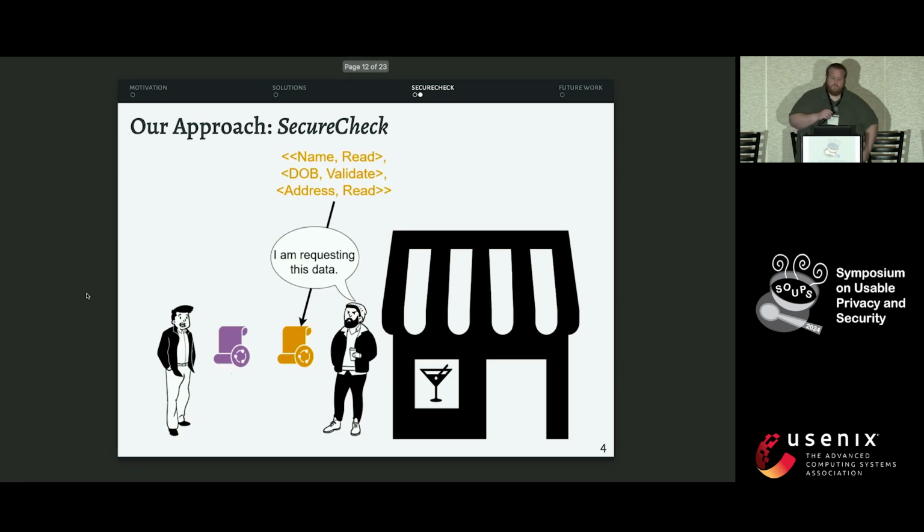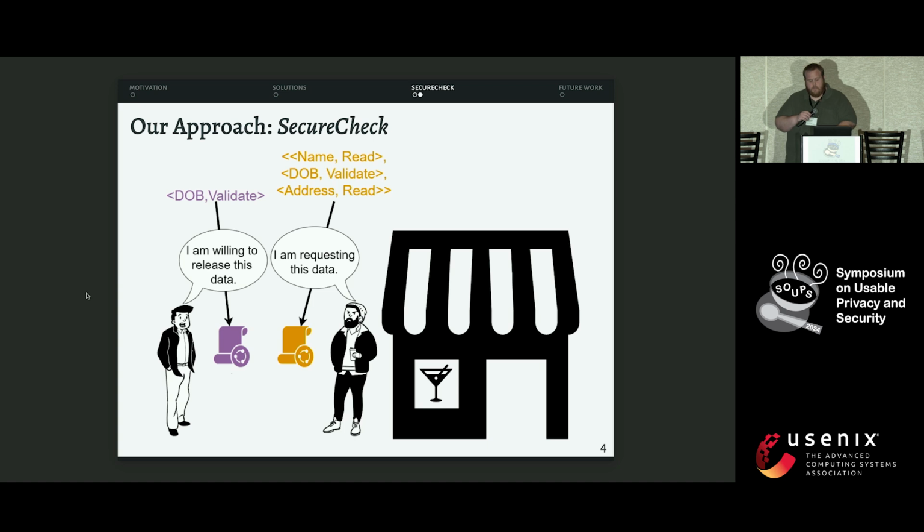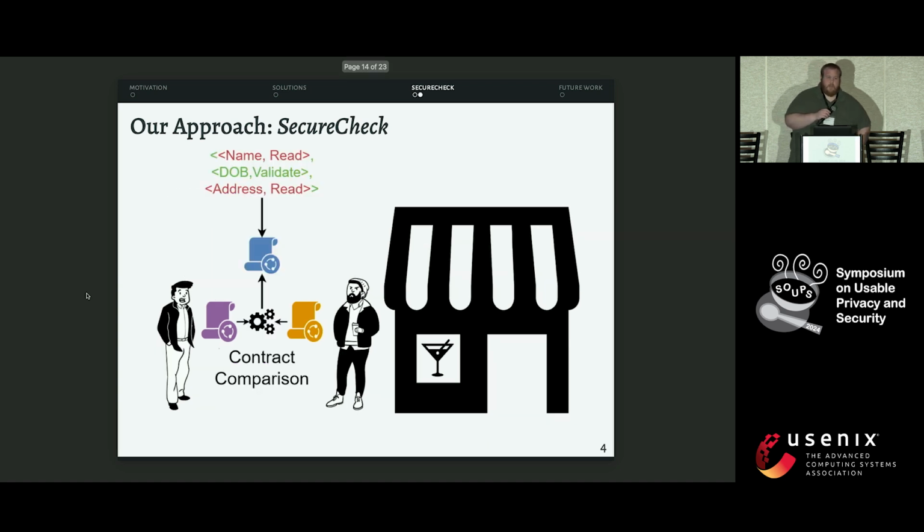So the bouncer here can list out what he wants. He wants Bob's name, date of birth, address, and he wants to do these various things with it. Bob, at the same time, can then advocate what he's willing to release about his data. Once these contracts have been established, they're going to be compared to one another in order to determine if there are potential conflicts between both of their positions.